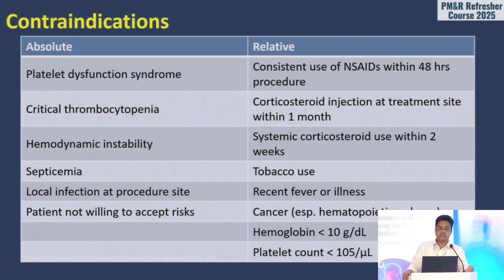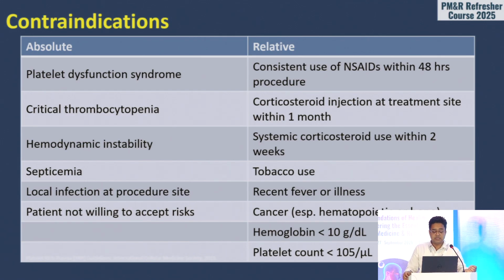Some contraindications before PRP use. Absolute contraindications include platelet dysfunction syndrome, critical thrombocytopenia, hemodynamic instability, septicemia, local infection at the procedure site, and a patient not willing to accept the risk.